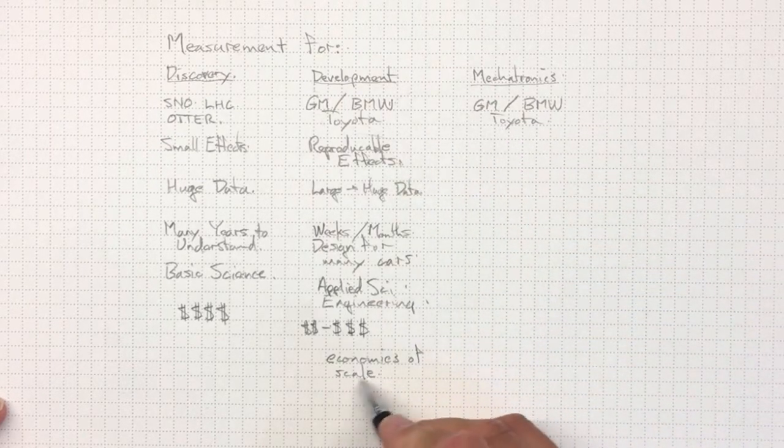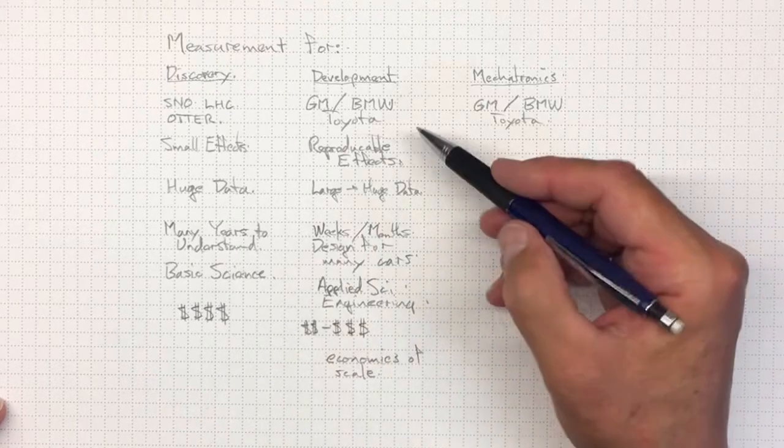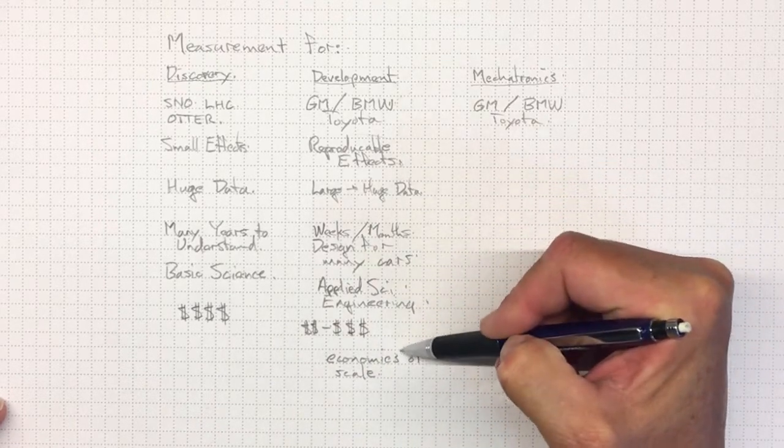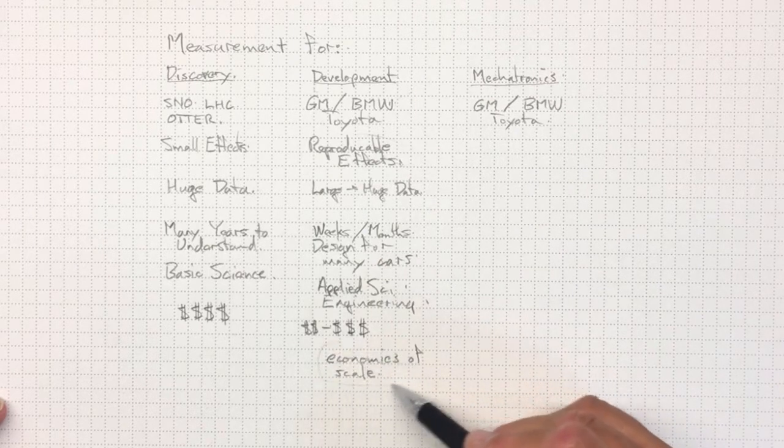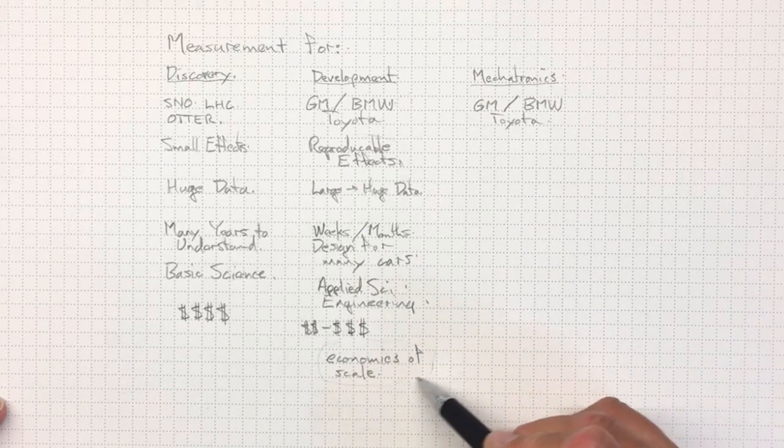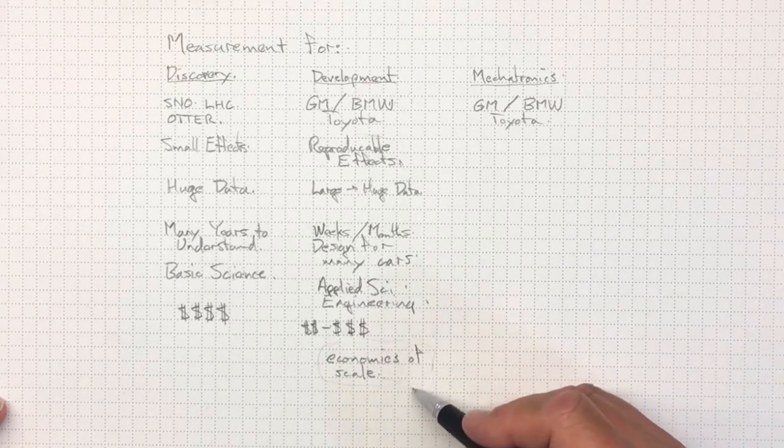So I need to make a fairly detailed map of that performance for that particular engine so that I'll know how to operate it in all of the vehicles that I'm going to put that engine into.